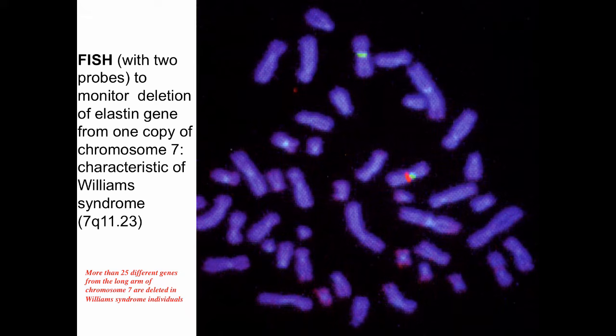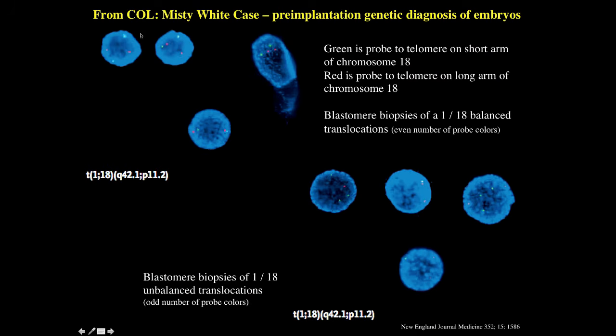Here I just show the chromosomal locus. I'm not going to ask you to remember it for an exam, but the chromosomal locus for the Williams gene deletion here would be at chromosome 7, the long arm at band 11.23. Back to this case, we talked about the Misty White case.